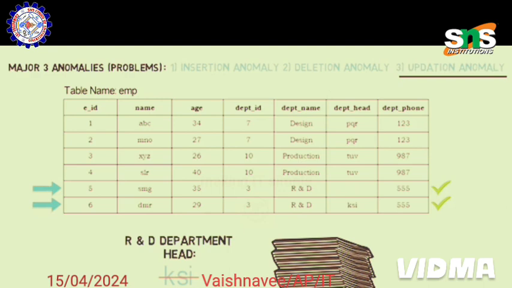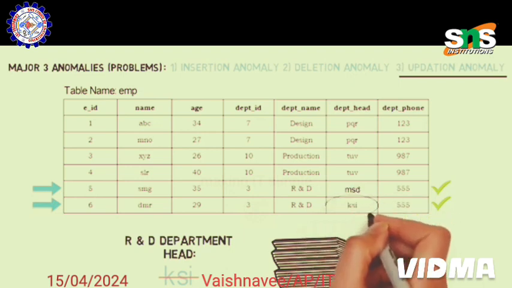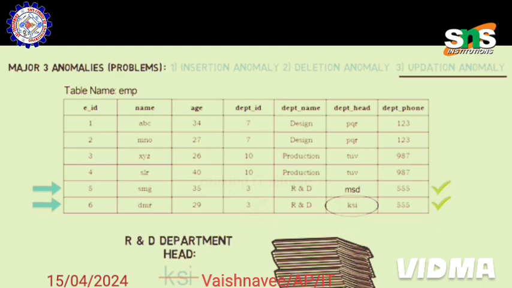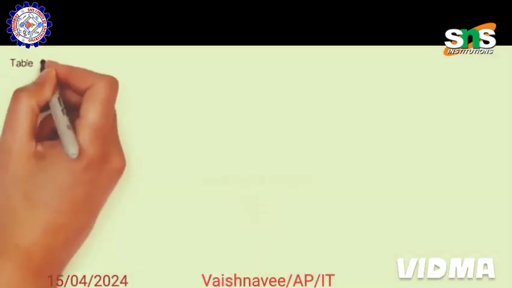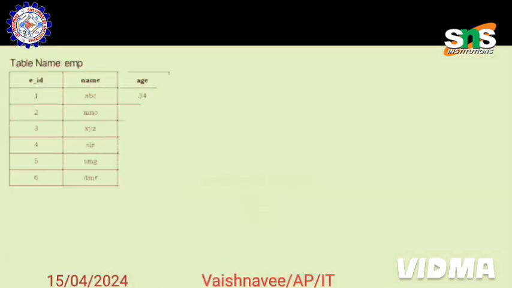For example, let us say here the value gets updated to MST, but in the other record the value does not get updated. This will cause inconsistency. So head of R&D department will have 2 different values, which definitely will give rise to many problems. And this is what is updation anomaly. So these problems or anomalies arise due to redundant data.